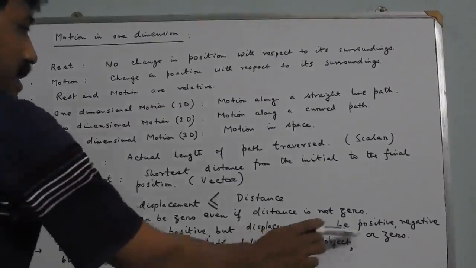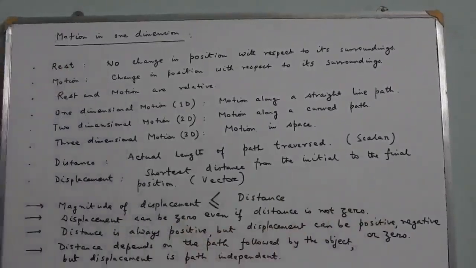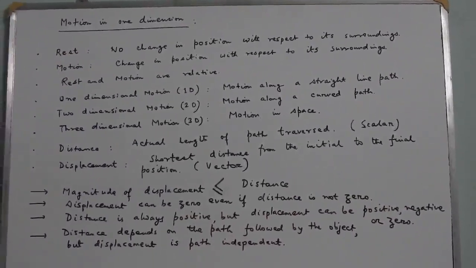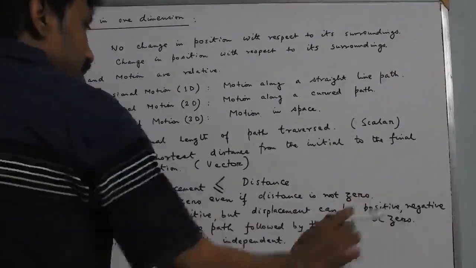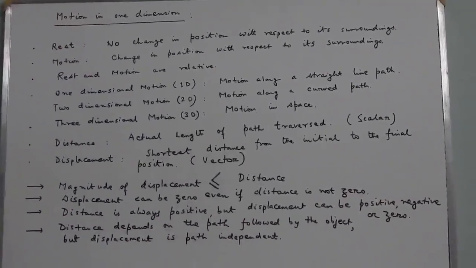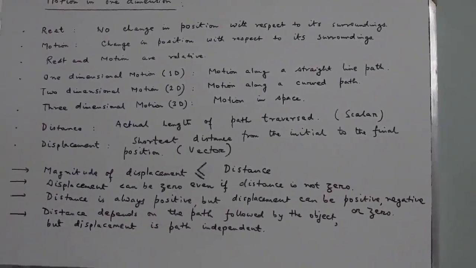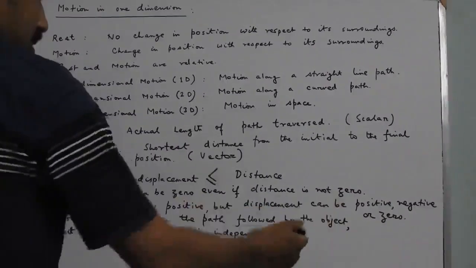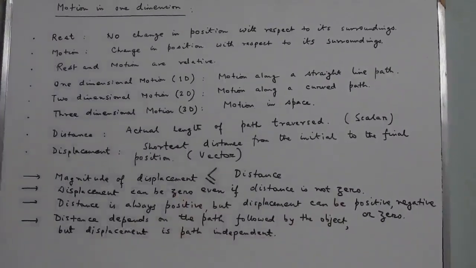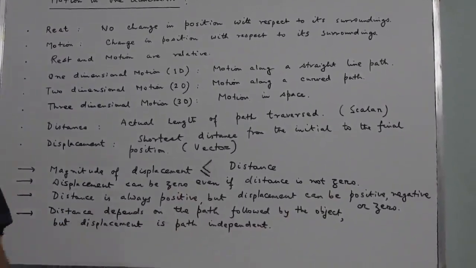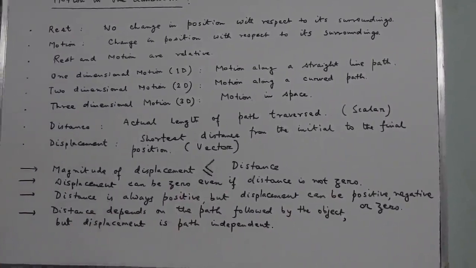However, displacement can be negative, positive or zero. It depends upon the direction associated with displacement. Whenever we are saying that displacement is negative, we mean it's the direction that is negative. It is not the value that is negative. The value is always positive, but the direction might be in the opposite sense, and that's why it is taken to be negative. We will take some examples later.